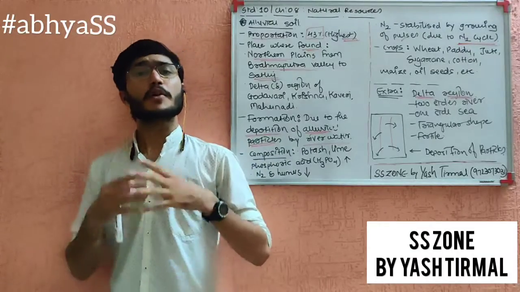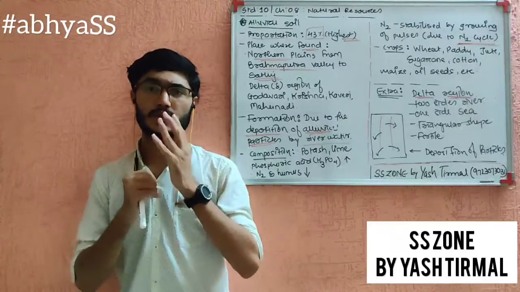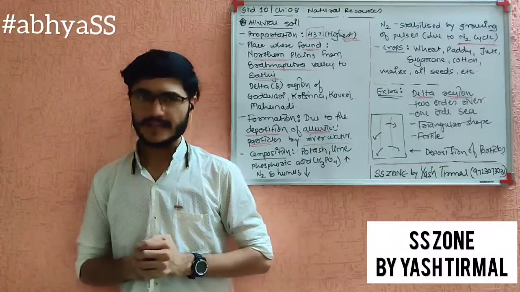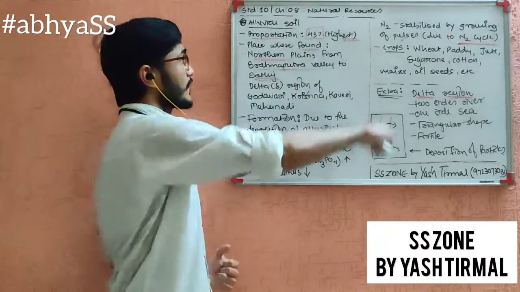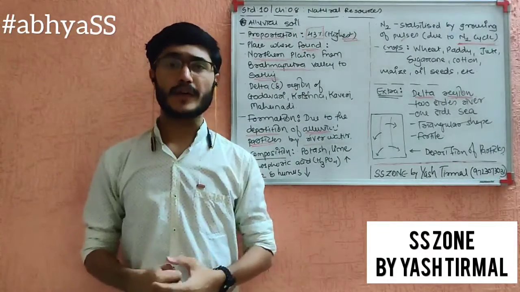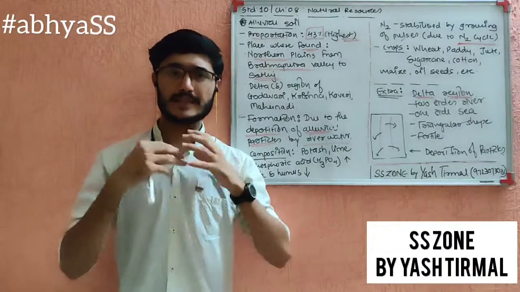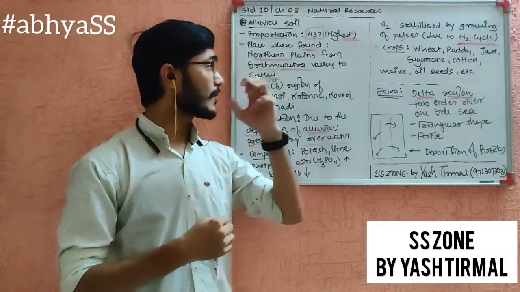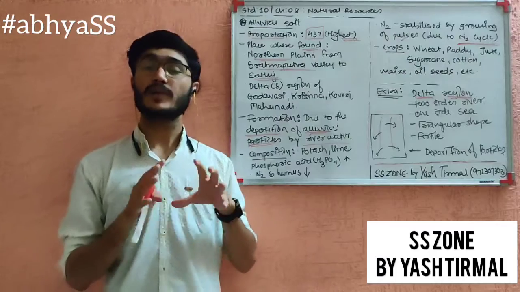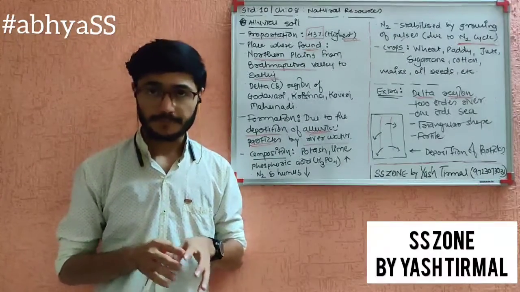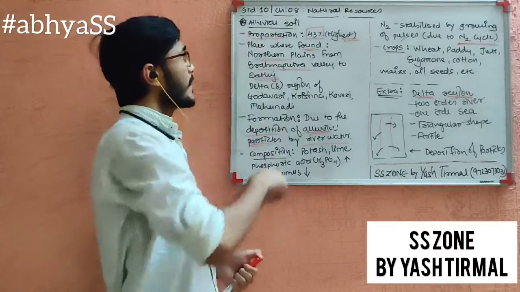So today we are going to continue our chapter number 8, that is Natural Resources of Standard 10 SS. Today's topic is one of the major types of soil of India, that is alluvial soil. Before I start teaching you in detail about the alluvial soil, let me tell you, this is the most fertile type of soil which is found in India. So let's start. Alluvial soil.